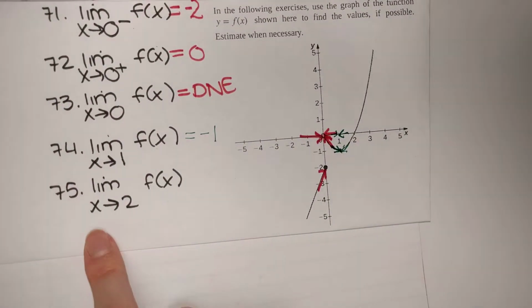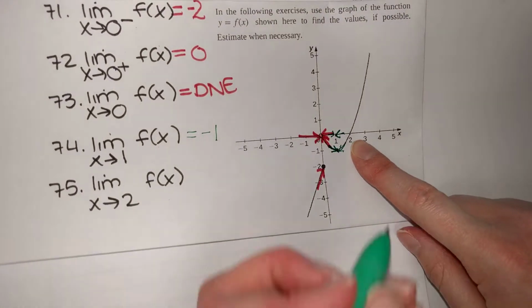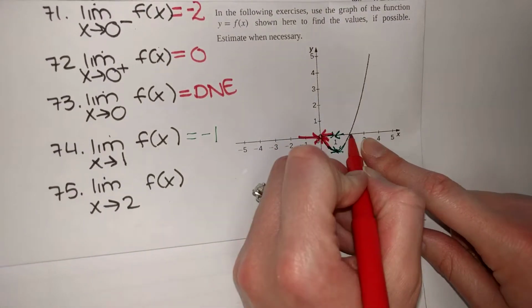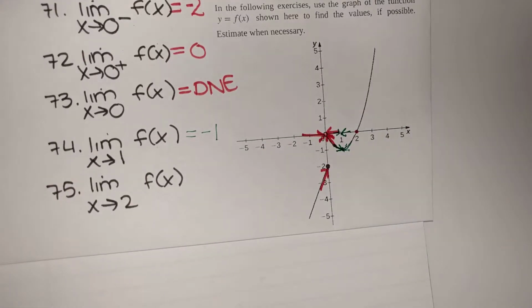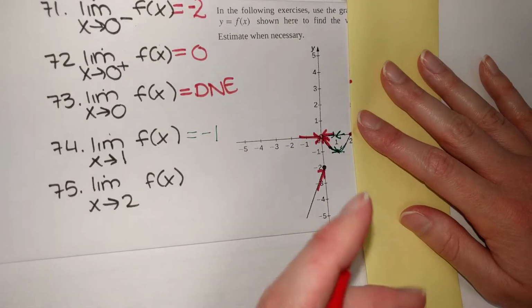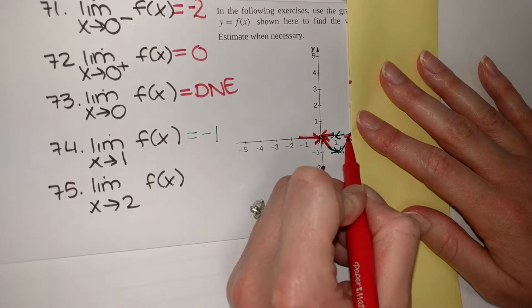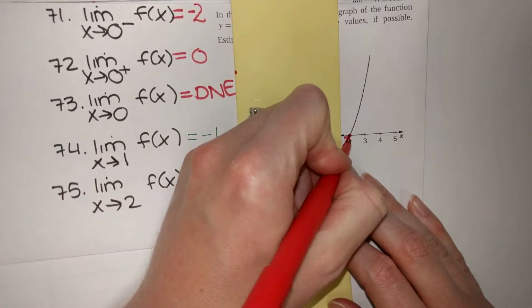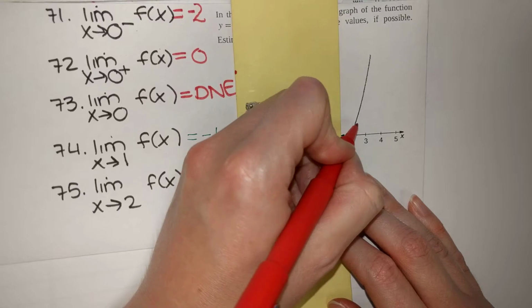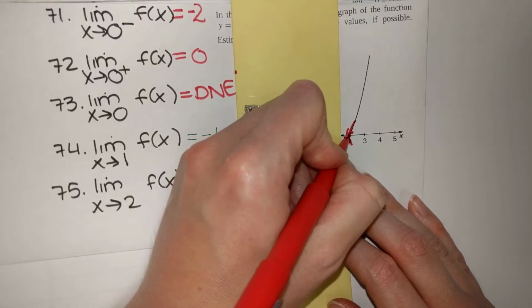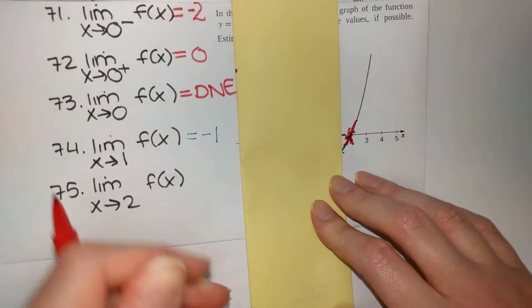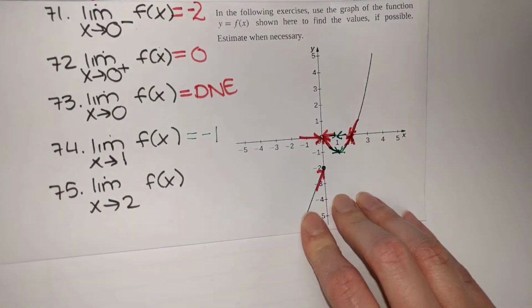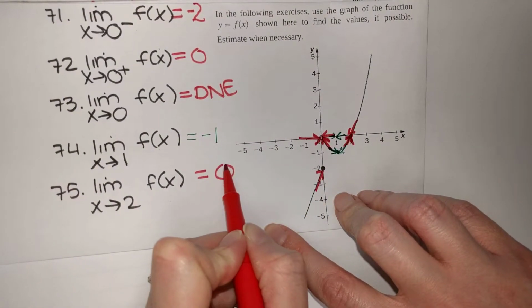And the same thing goes with number 75. If you look at 2, you don't have a jump there. So if I cover up the left-hand side and right-hand sides, I'm going to see that the limit, the two-sided limit, does exist. Because what will happen is, as x goes to 2, we're going to be going in towards this point right here, and if we come in from the other side, we're going in towards that point right there, and that point is on the x-axis, which corresponds to y is equal to 0.